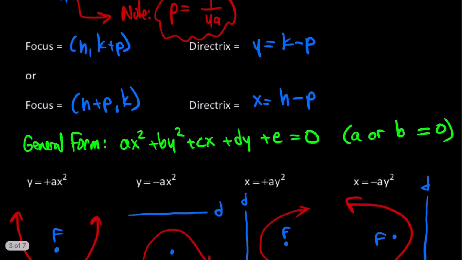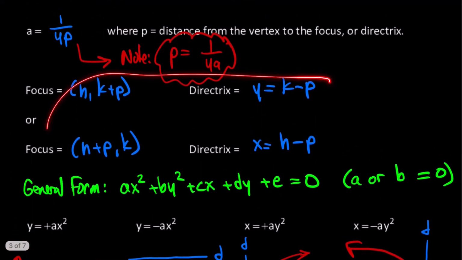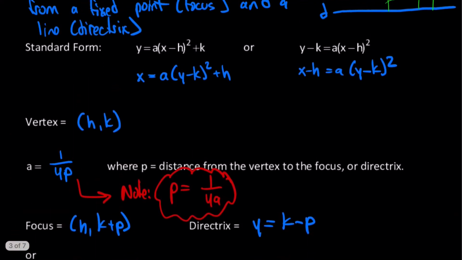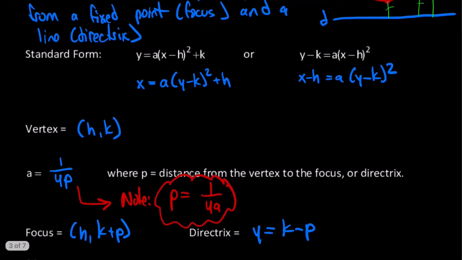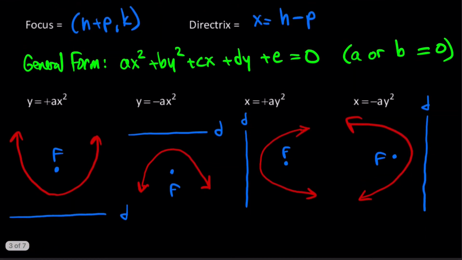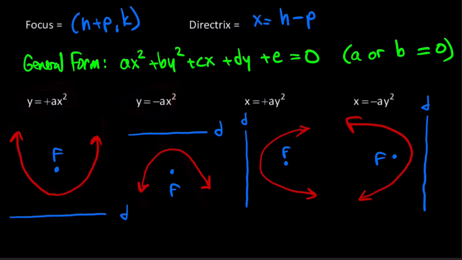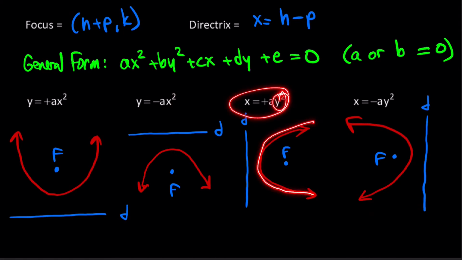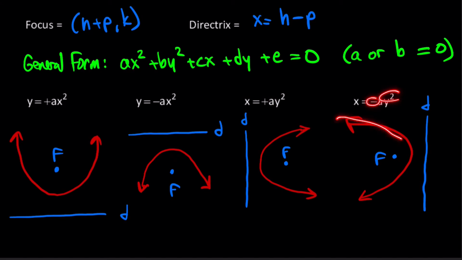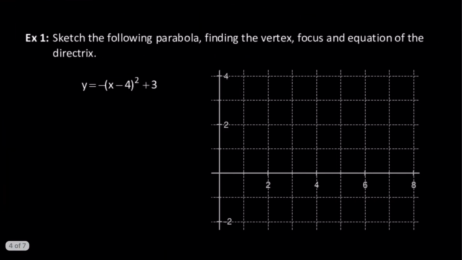So what I do, rather than memorize all these different types of formulas and try and figure out which one it is, let's be visual. If you know it's y equals x squared, happy parabola. Y equals negative x squared, sad parabola. X equals y squared, opens to the right. X equals negative y squared, opens to the left. Okay, so let's use that, do a couple examples here.